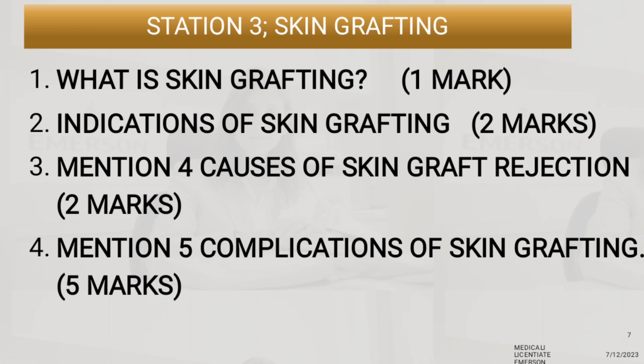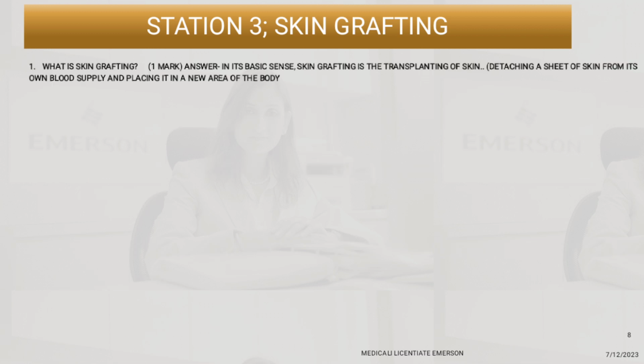Session 3: What is skin grafting? Indications of skin grafting. Mention 4 causes of skin graft rejection. Mention 5 complications of skin grafting. So skin grafting in its basic sense is transplanting of skin. We can define it as detaching a sheet of skin from its own blood supply and placing it in a new area of the body.